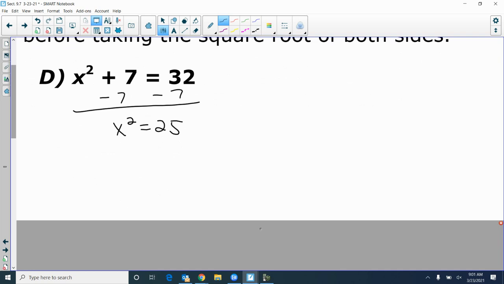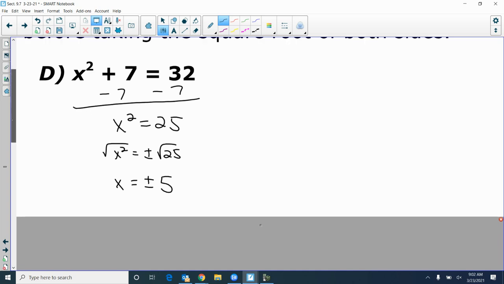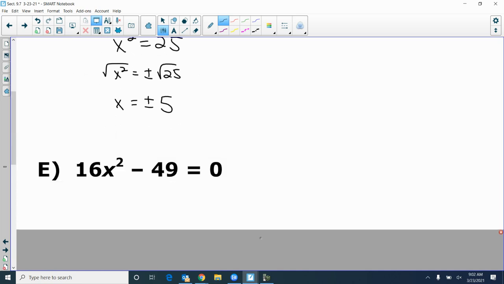So you're just going to subtract 7, and you're going to get x squared equals 25. Now life's easy. You just take the square root of both sides. Square root of x squared equals plus or minus square root of 25. X equals plus or minus 5. 5 squared is 25. 25 plus 7 is 32. Negative 5 squared is positive 25. That plus 7 does equal 32. So you got to scan the problem and say, all right, first of all, is there an x squared? Yes. Then from there, is there an x term? If not, get the x squared by itself.